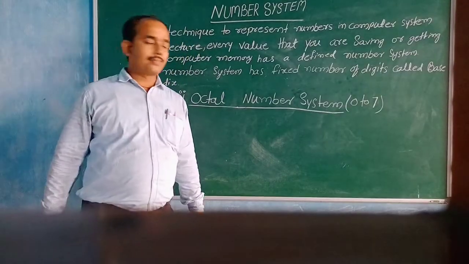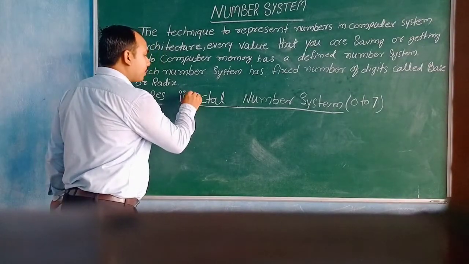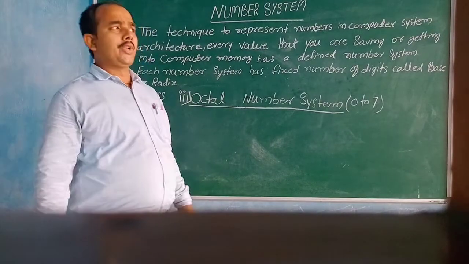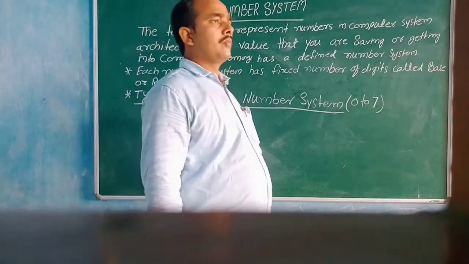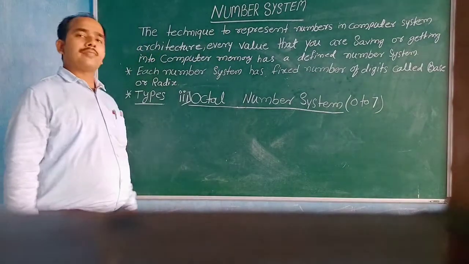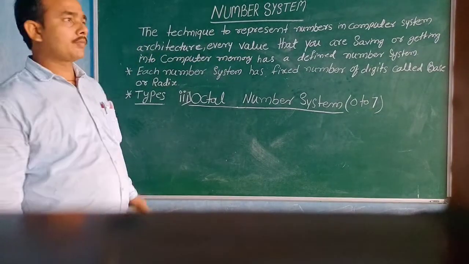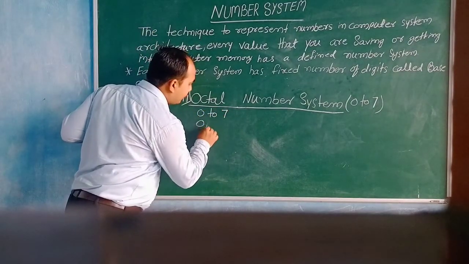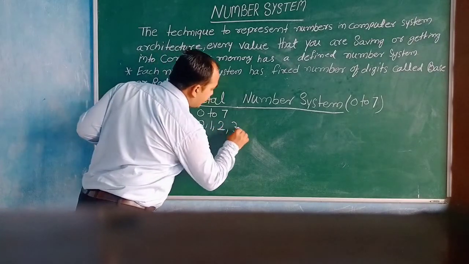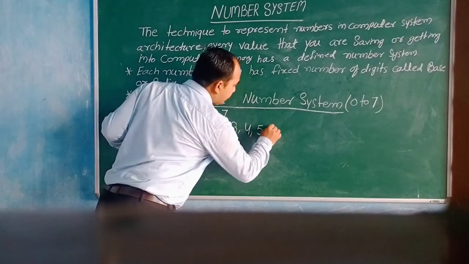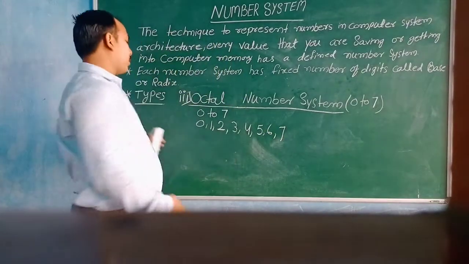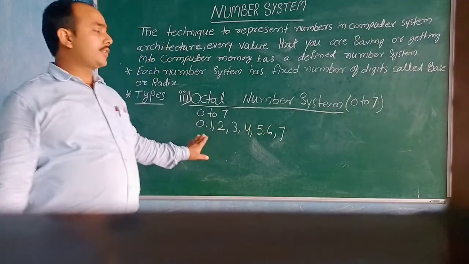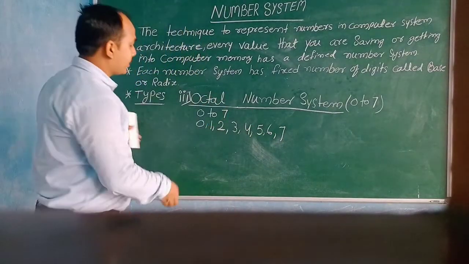Octal number system. This is the third type. According to the name, octal. In the octal number system, there are 8 digits, 0 to 7, meaning 0, 1, 2, 3, 4, 5, 6, 7. How many digits are counted? 1, 2, 3, 4, 5, 6, 7, 8. So the base of the octal number system is 8.